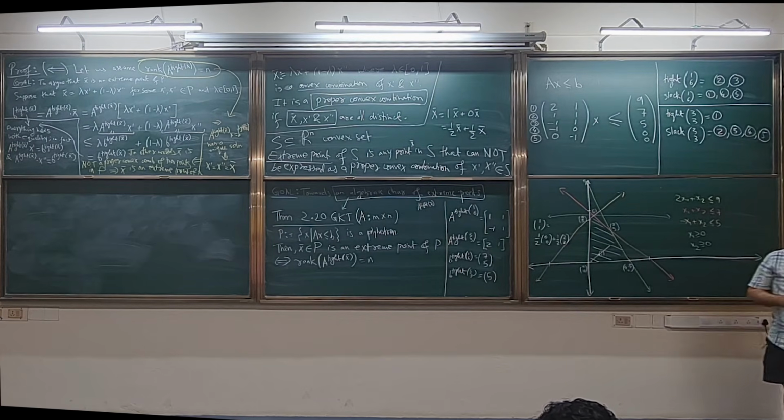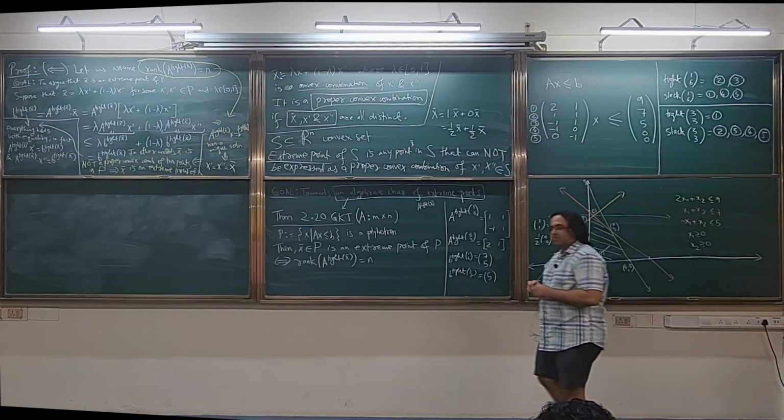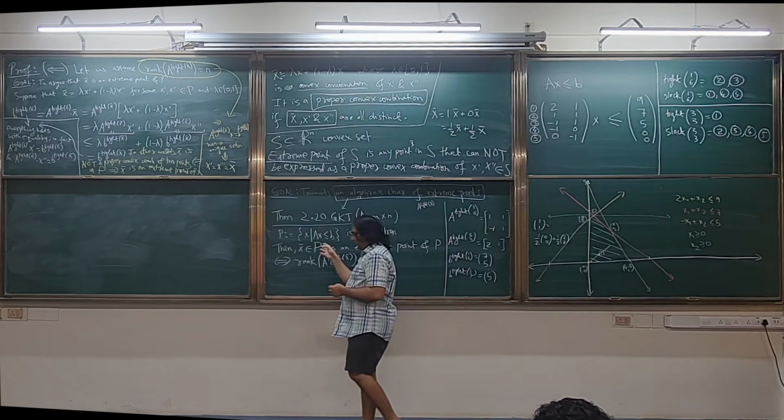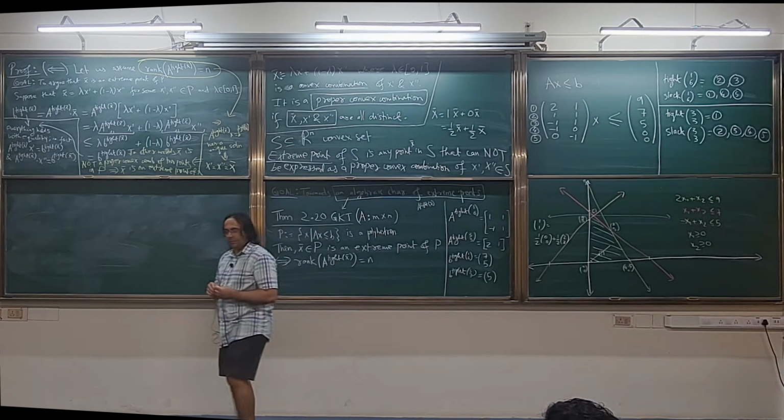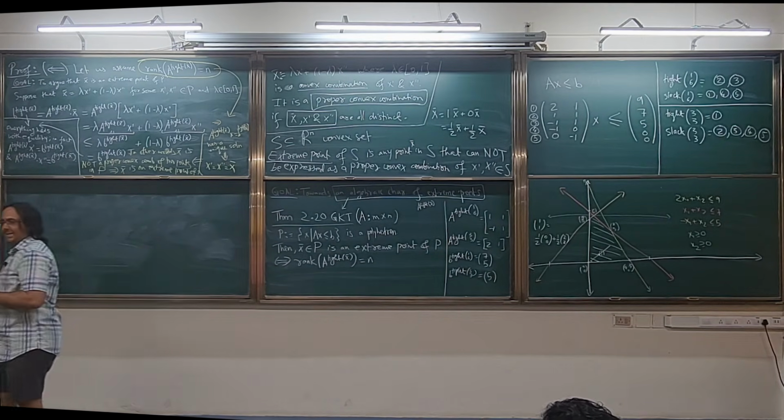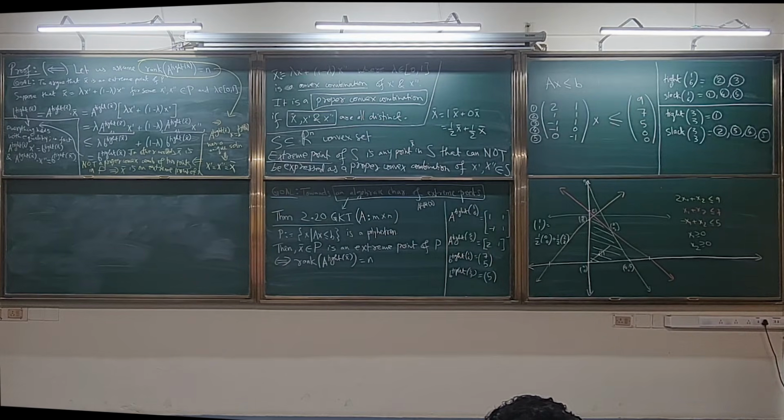We'll actually show the contrapositive. Rather than proving the forward implication as it is, we'll take the contrapositive. We'll show that if the rank is less than n, then you can write the point as a proper convex combination of two other points in the same polyhedron. Okay?